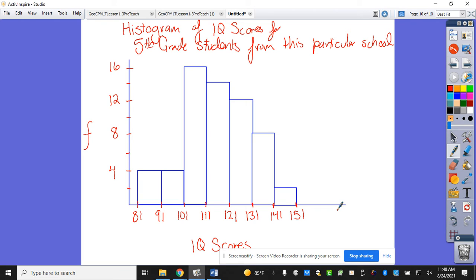Spread, at this point, what's the only thing I could do with spread with this graph if it were given to me like this? Range, and I don't even know what it is exactly because I don't know if it's 151, but I know it's less. A range of at most 70, which means the student who had the highest IQ score was at most 70 higher than the student with the lowest. That kind of puts it in perspective for you because the lowest was 81.